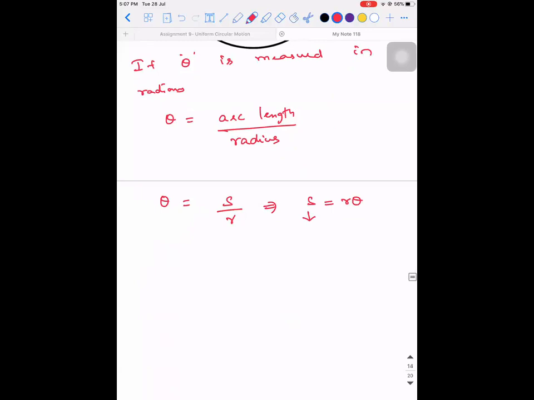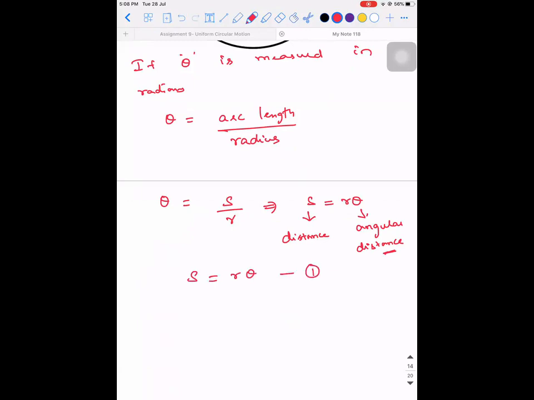Where S is the distance. So what is the relation between these two? Linear distance is equal to radius times the angular distance. Are you guys able to understand this? So this is the first formula that you're going to learn. S is equal to R into theta, first formula.